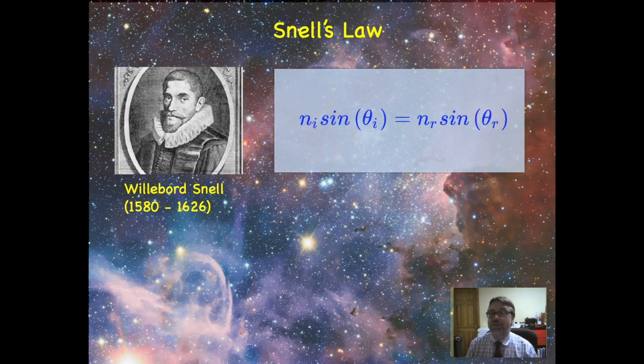And that relationship is this. If you take the incident material, that's where the light is starting from, take the index of refraction in that material and multiply by the sine of the incident angle, that's the angle in the beginning material measured to that normal line, it will always be equal to the index of refraction in the second material, the refracting material, times the sine of the angle the light ray makes measured to the normal in that material. So n_i sine theta_i equals n_r sine theta_r.